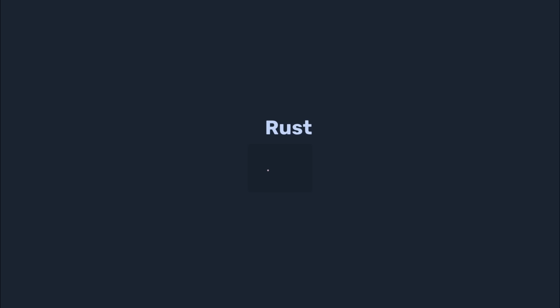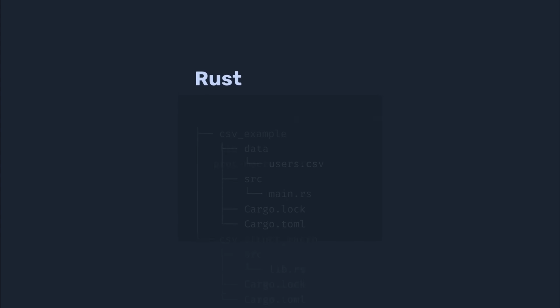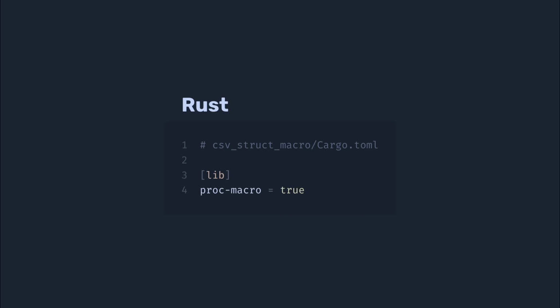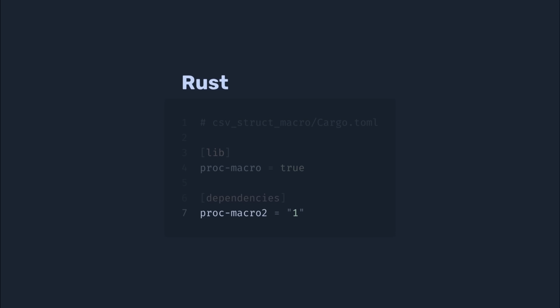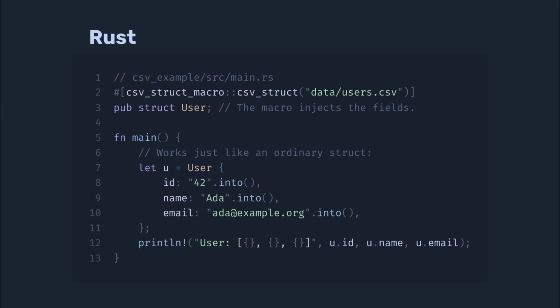Let's see Rust's implementation first. Here is the file structure. Due to the limitation of proc macros, we have two crates here, one for the macro and another for the actual program. In the crate for the proc macro, we also need to specify the dependency on proc macro as it's a requirement to implement it, and on the syn and quote crates, since they simplify macro creation a lot. In main.rs, usage is as we showed before, and the macro crate is included like this.